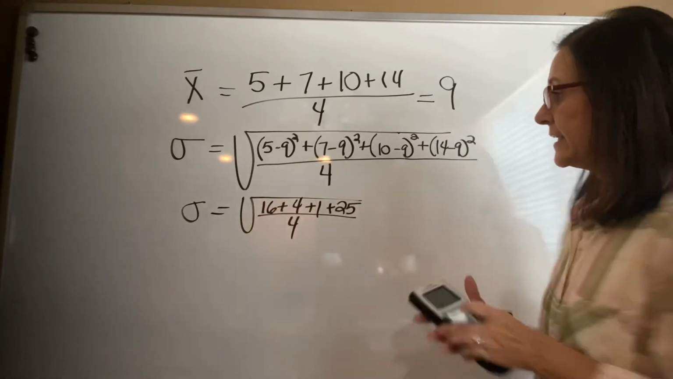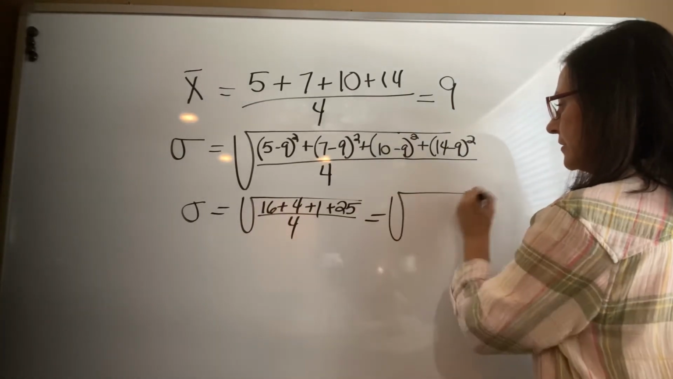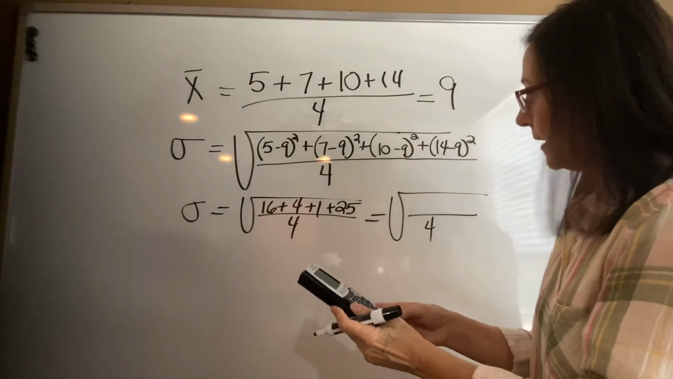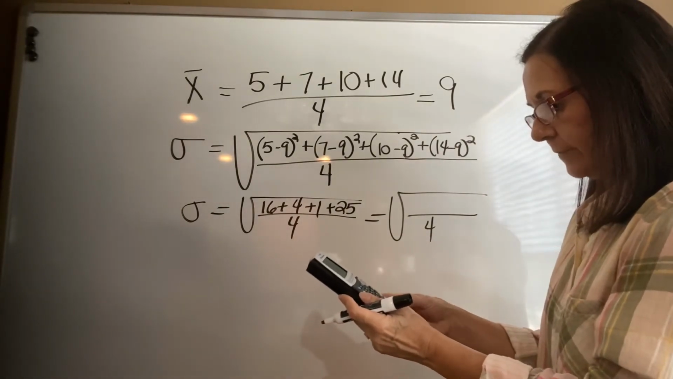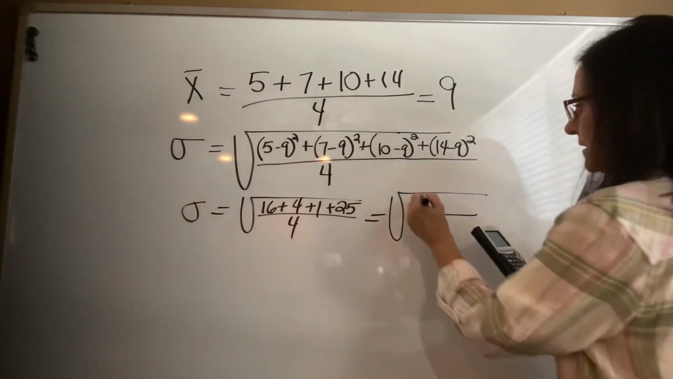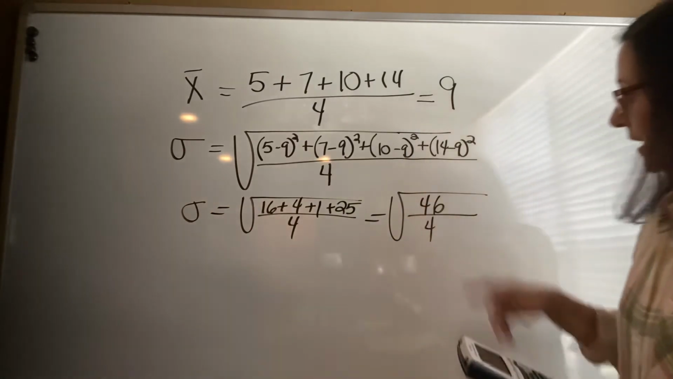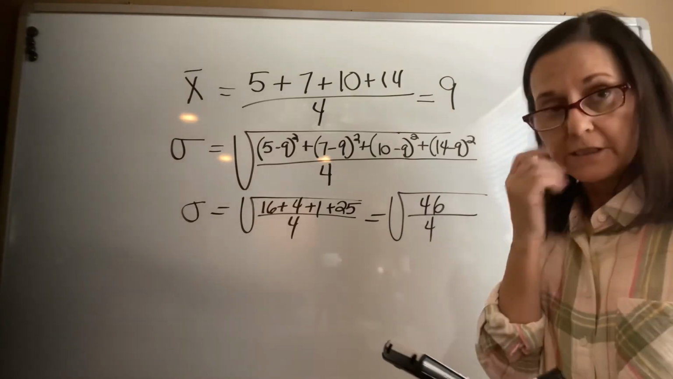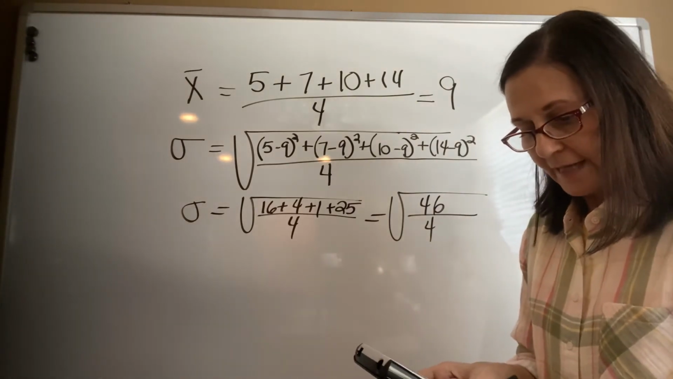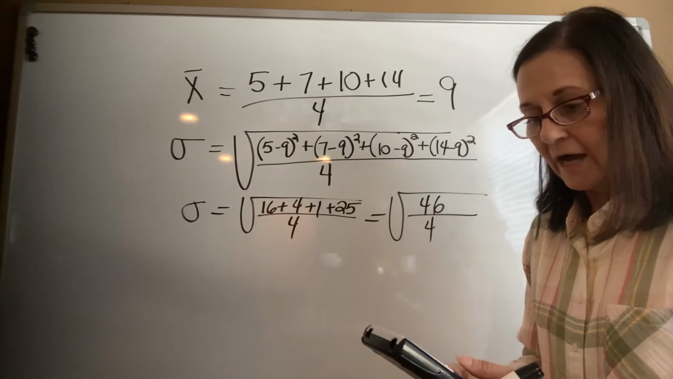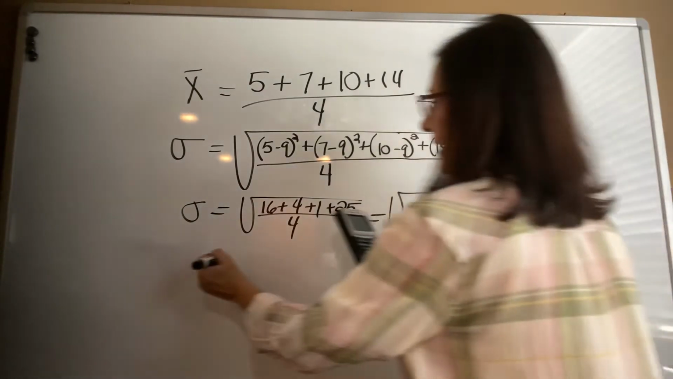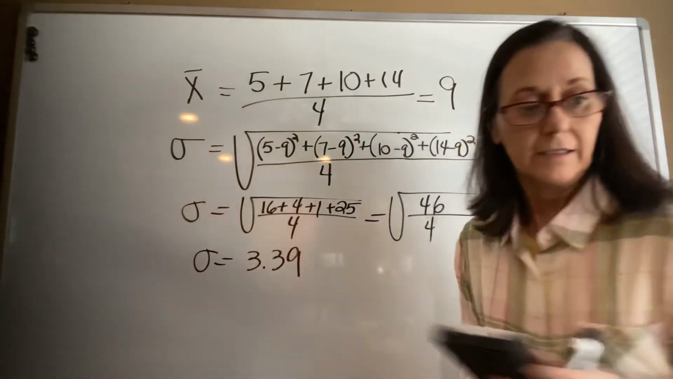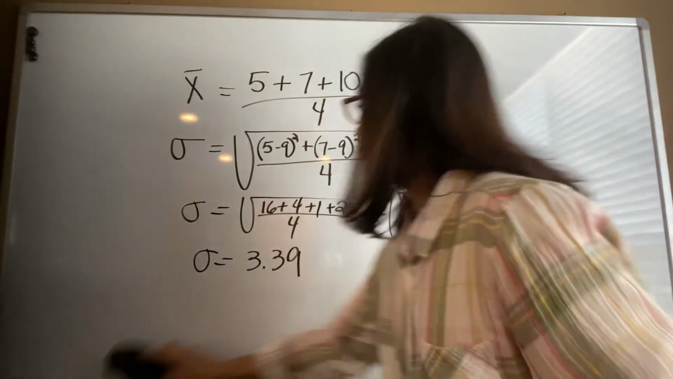So adding this under the square root, I get 16 plus 4 plus 1 plus 25. This is 46. So I take 46 divided by 4, which is 11.5. Then I take the square root of 11.5, and my standard deviation is 3.39.